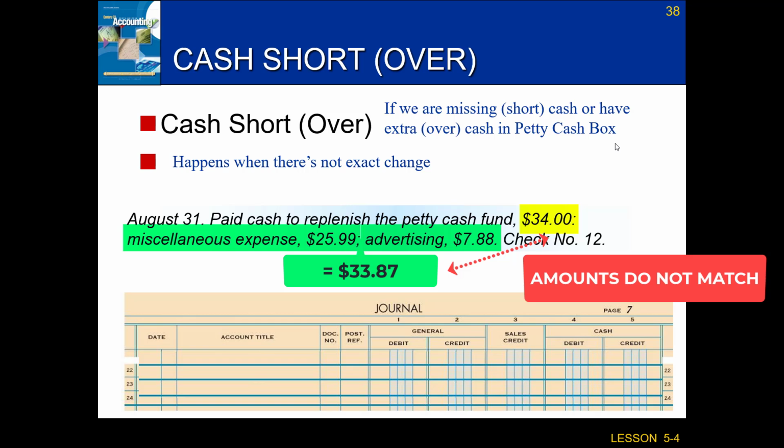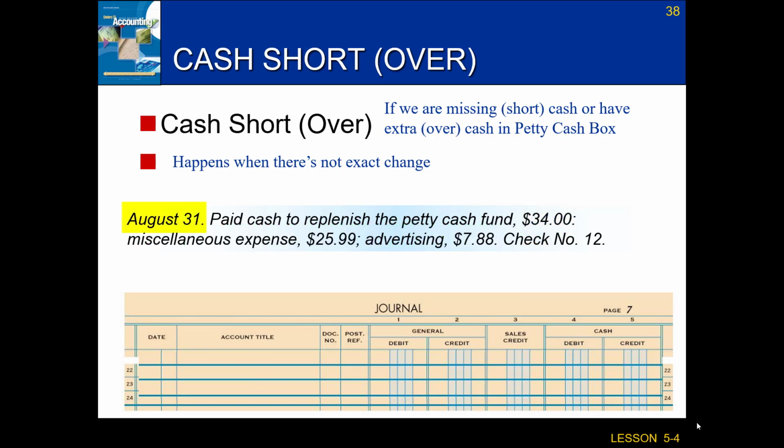We need to journalize the remaining extra money that got put into the petty cash box. So we're going to start with our date on the journal. We'll put in August 31st, and then we can put in check number 12 for our document number. And because we are paying cash and the total amount we're paying cash to replenish is $34, we're going to put that in the credit column because an asset decreasing is a credit. And now we need our corresponding debits to equal that $34.